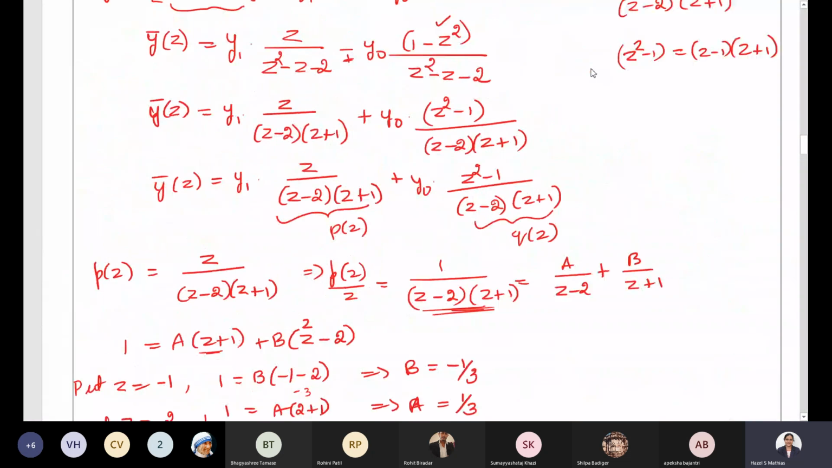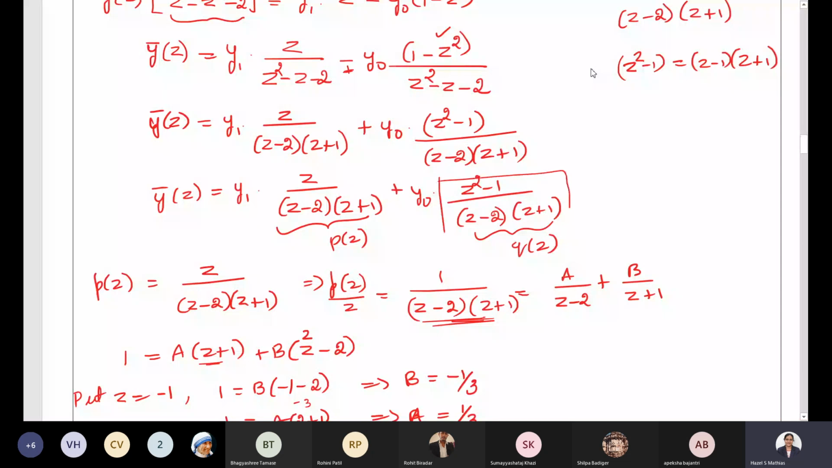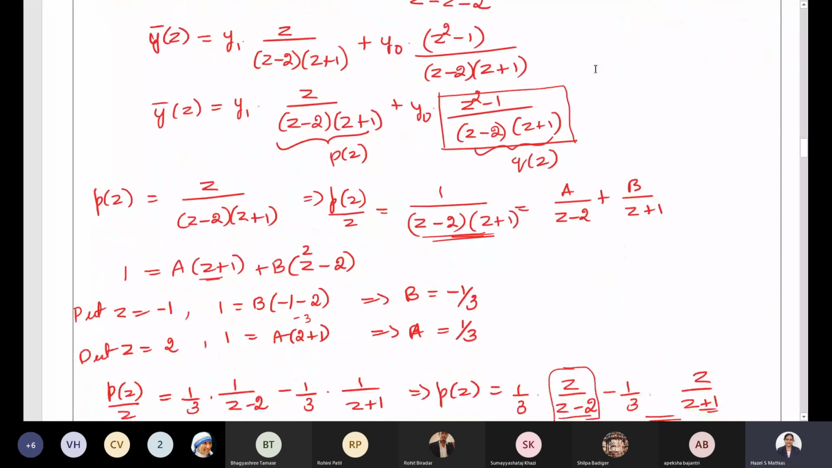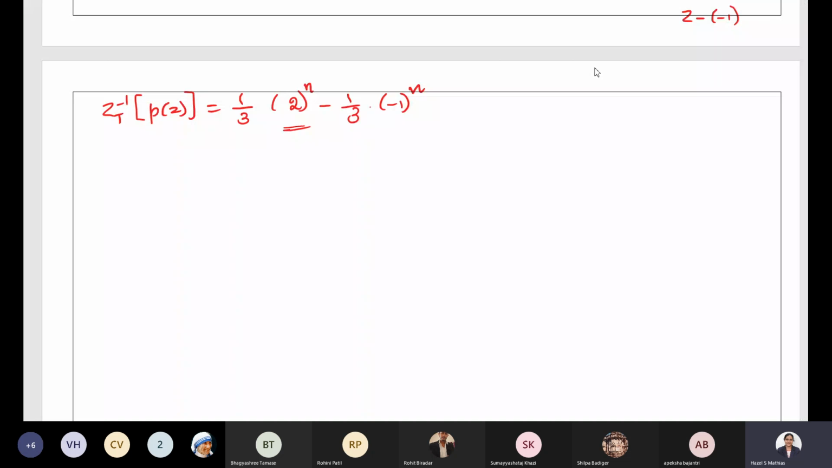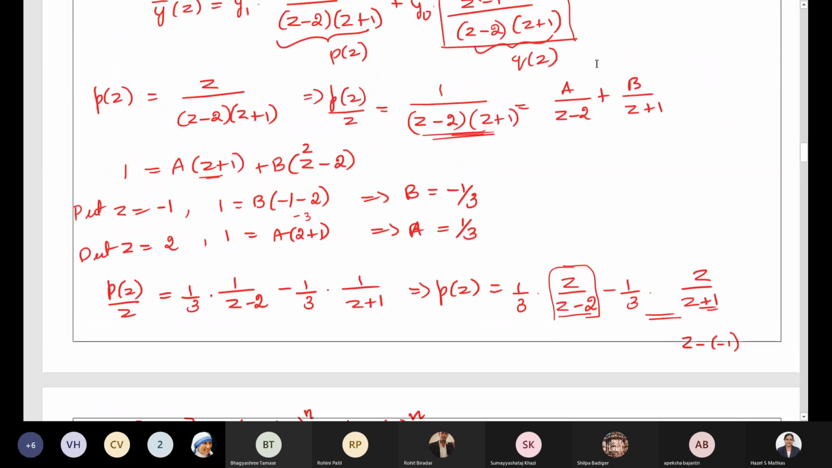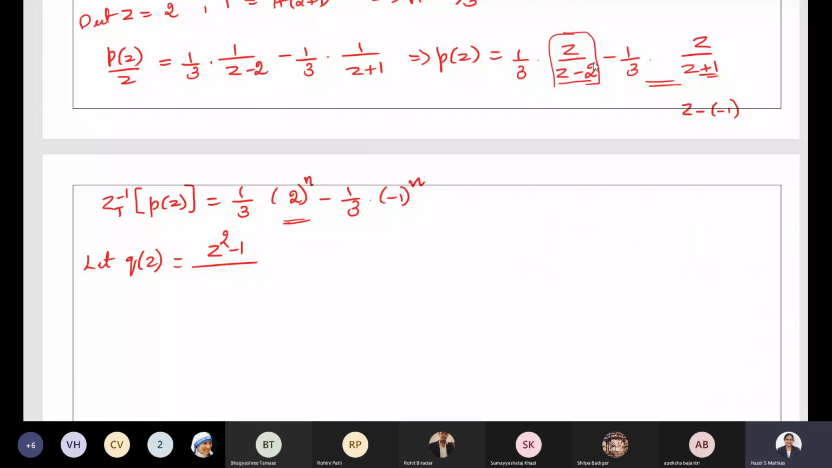Now take Q of z. Here it is Q of z. Q of z is z square minus 1 divided by z minus 2 into z plus 1. So this is equal to what? Again you can split this as a divided by z minus 2 plus b divided by z plus 1. Then, am I correct? No.